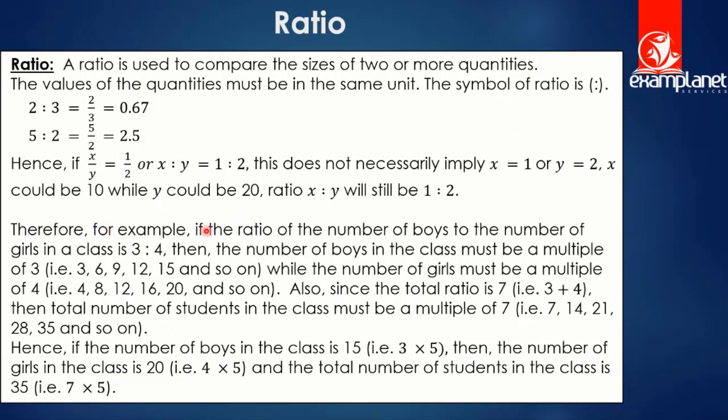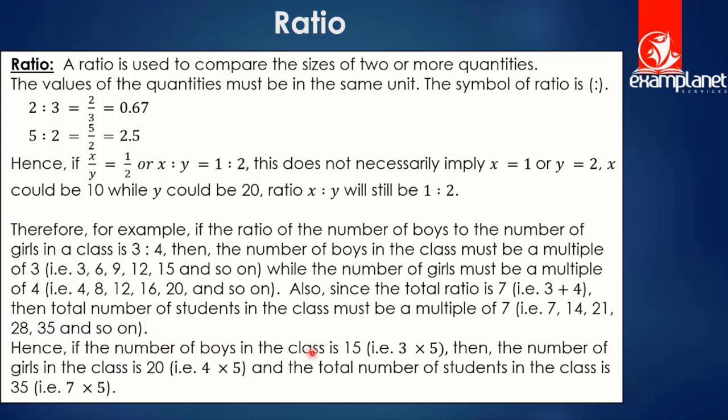Therefore, for example, if the ratio of the number of boys to the number of girls in a class is 3 ratio 4, then the number of boys in the class must be a multiple of 3. That is 3, 6, 9, 12, 15, and so on. While the number of girls must be a multiple of 4. That is 4, 8, 12, 16, 20, and so on. Also, since the total ratio is 7, that is 3 plus 4, then the total number of students in the class must be a multiple of 7. That is 7, 14, 21, 28, 35, and so on.